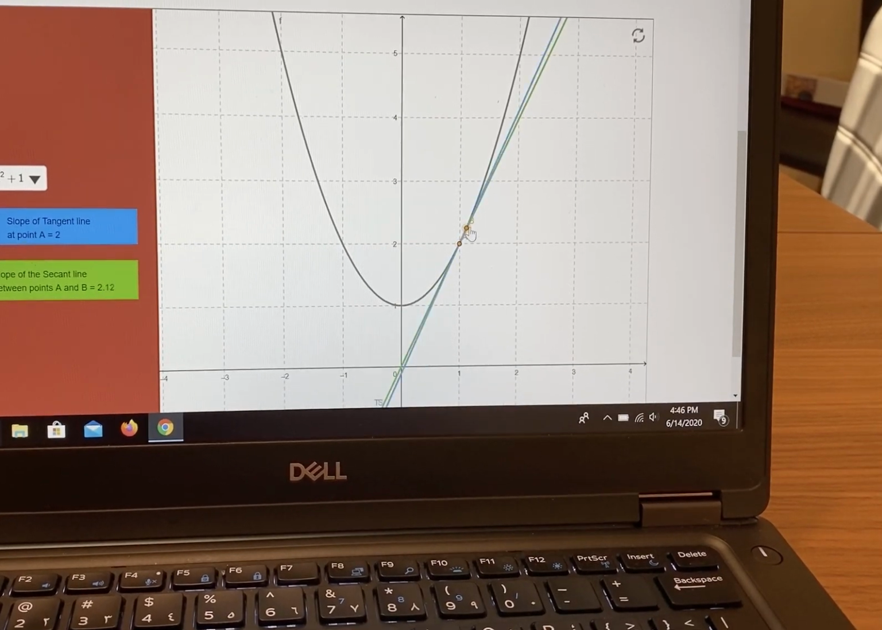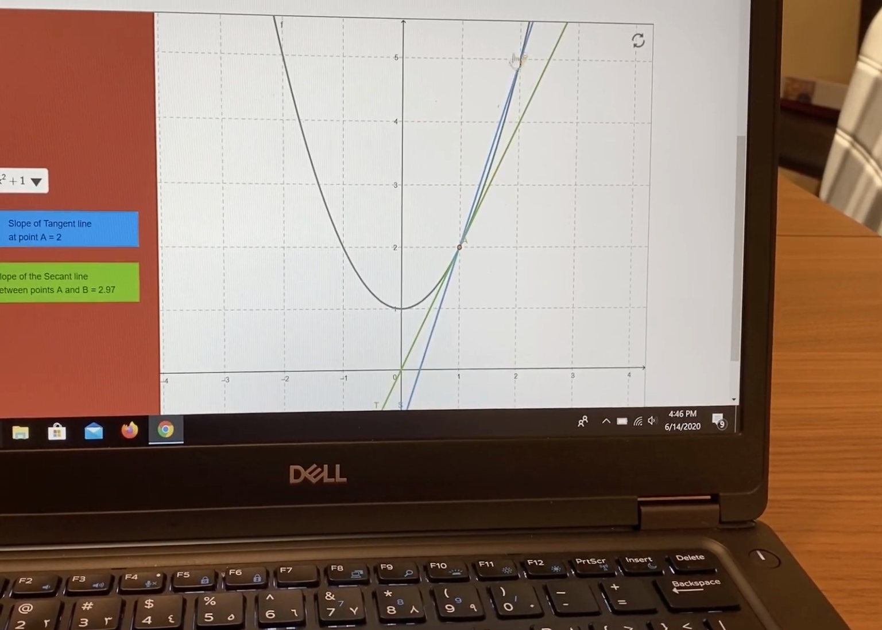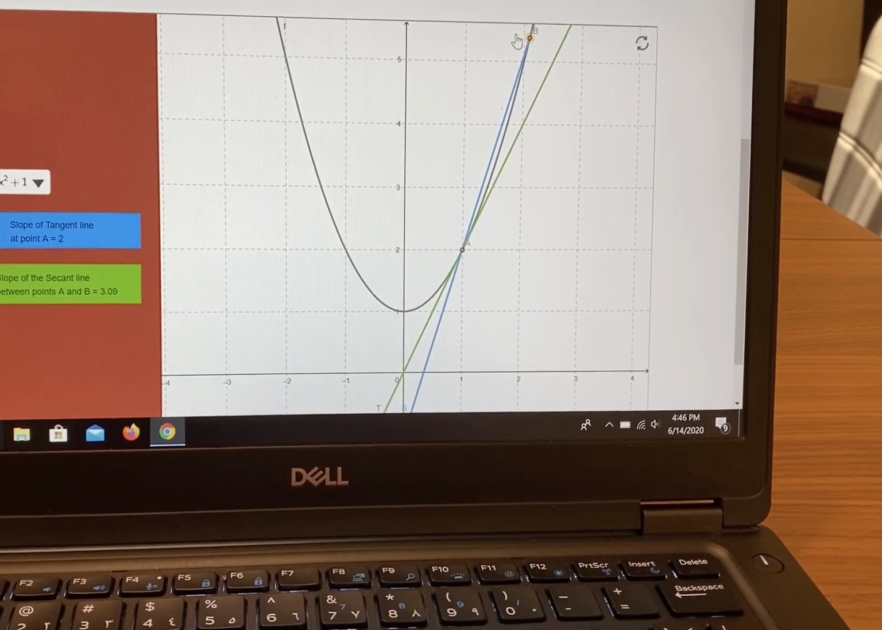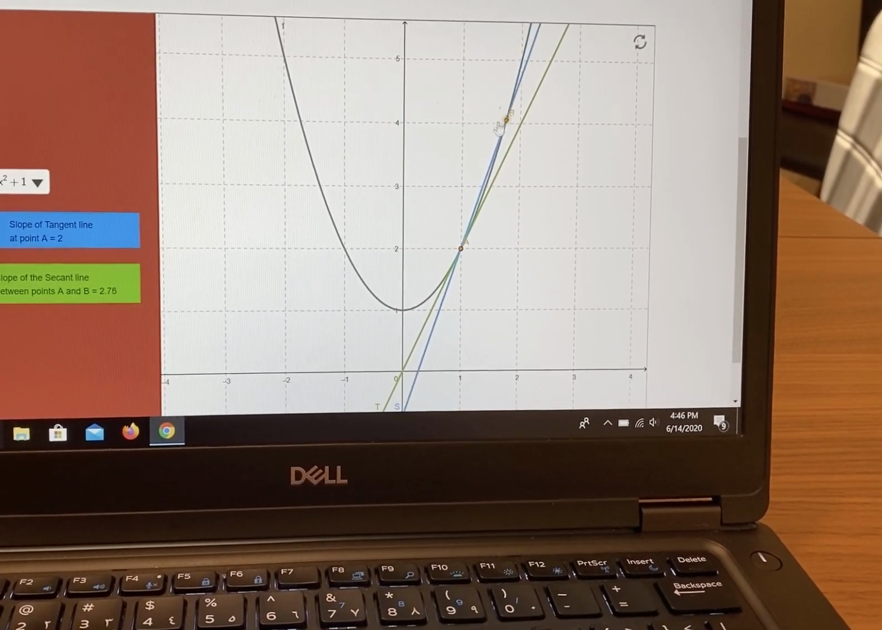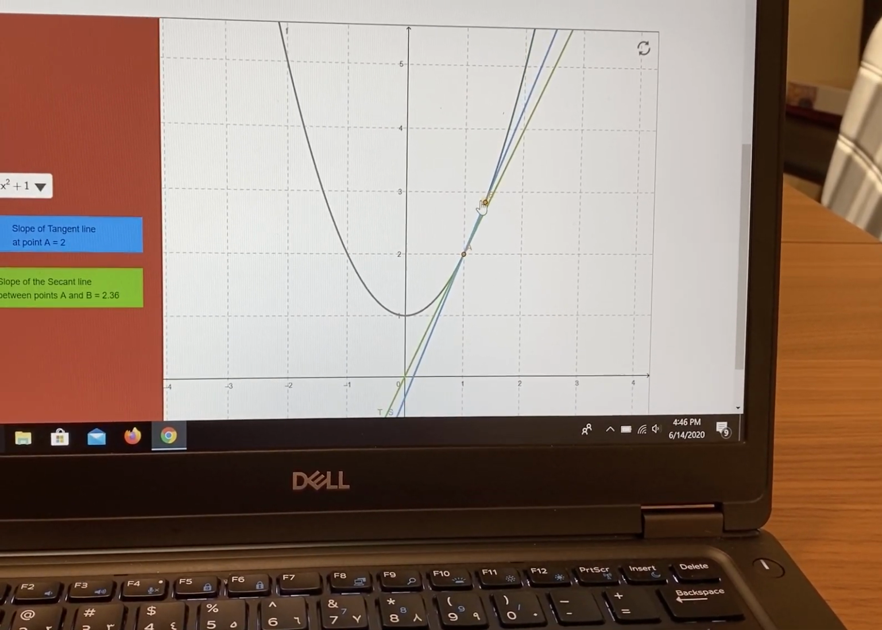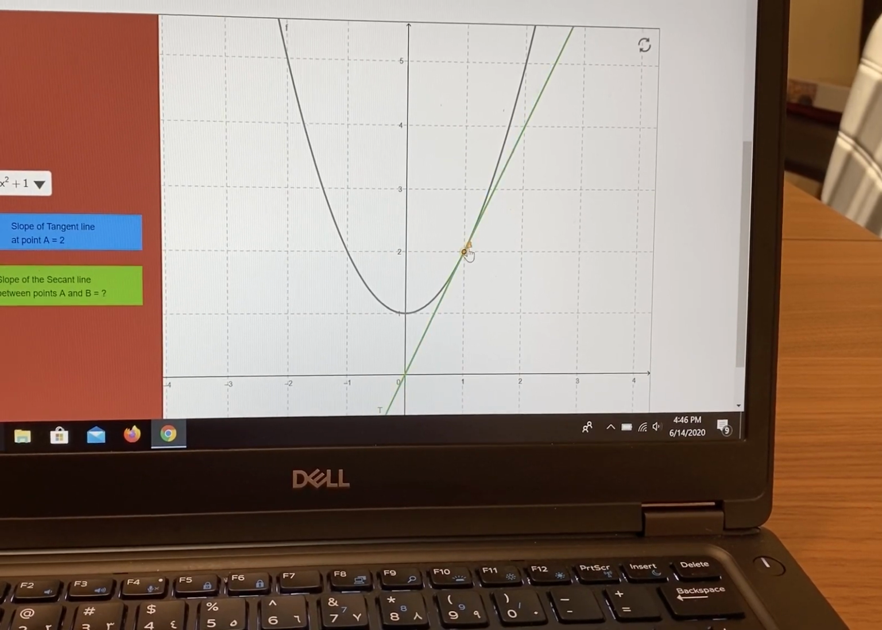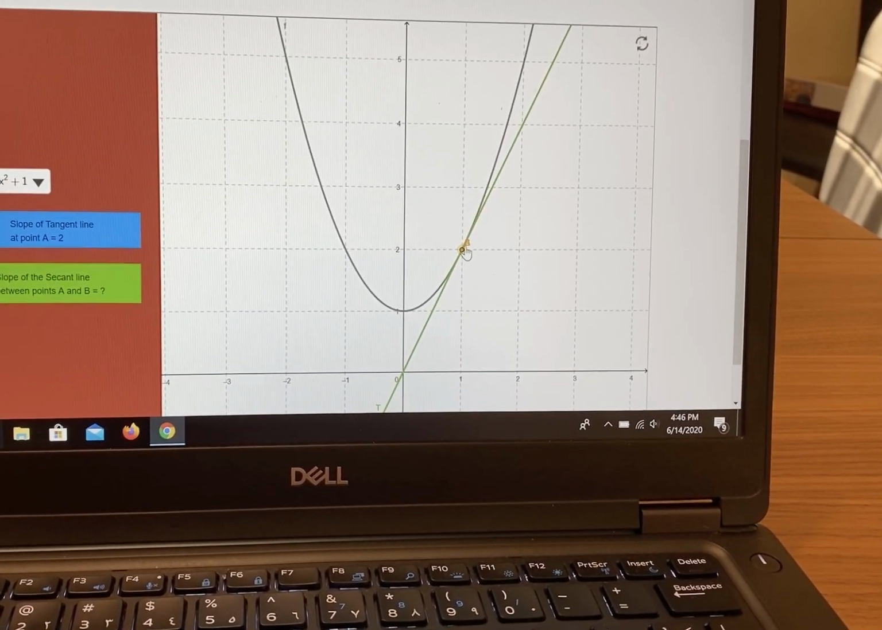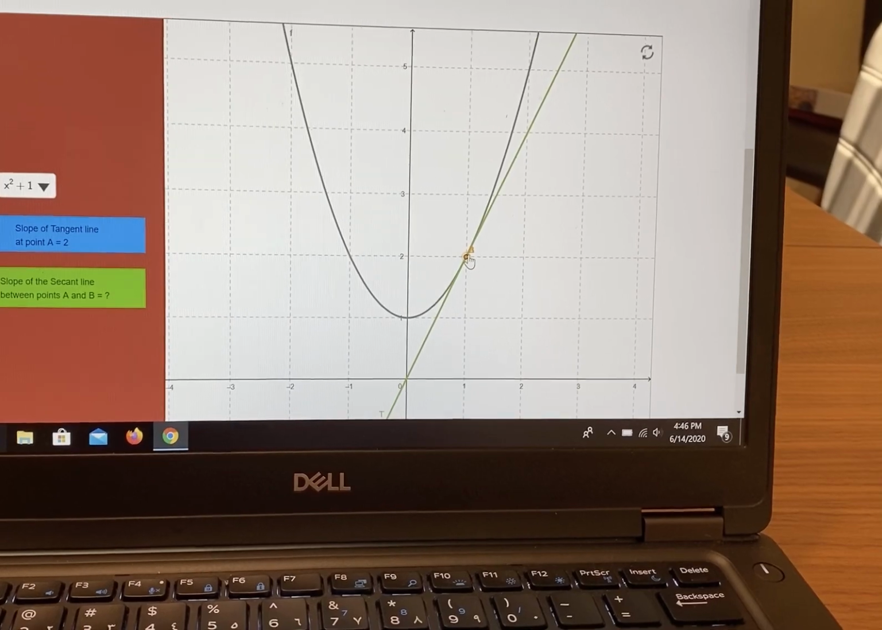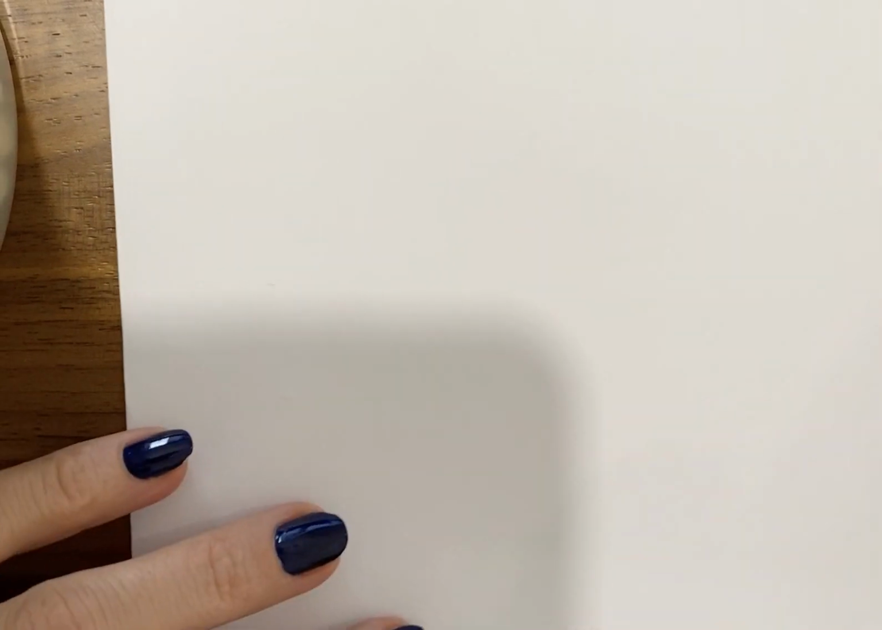Do you notice? When B was far away, the blue line and the green line were not the same. But when B approaches A, more and more and more till it's the same, what happens to the tangent and the secant line? They overlap. Let me write in English so that we can translate together, because now we're good in some words, we can translate them. So let me write things in English to see if it works.